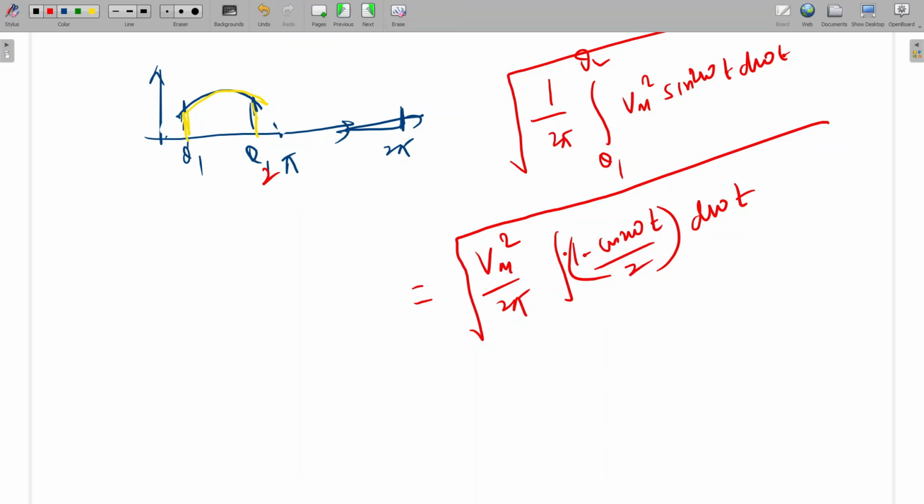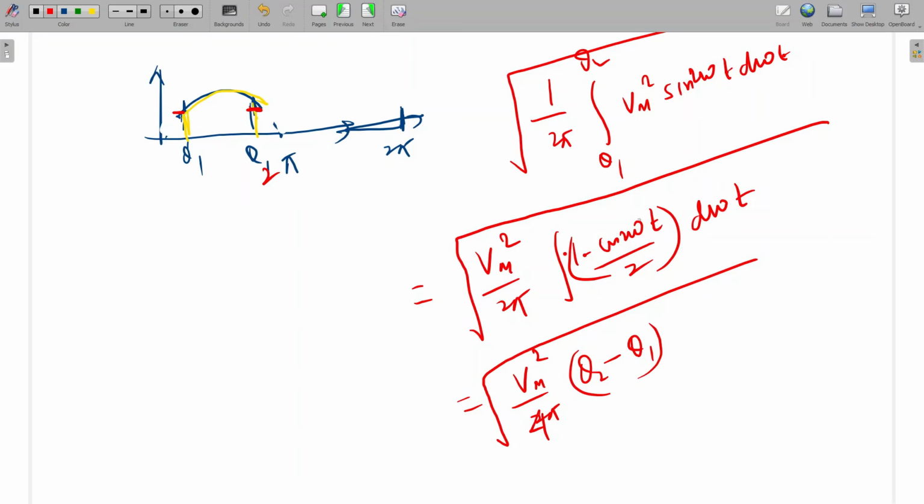So see this part, if it is at the same height, this part will be cancelled. So it will be Vm square by 2 pi, that is 4 pi, with the 2 I am keeping here, into first theta 2 minus theta 1. Then the sine 2 omega t by 2 term at theta 2 and theta 1 will be cancelled. So the final will be this only. Is it clear?